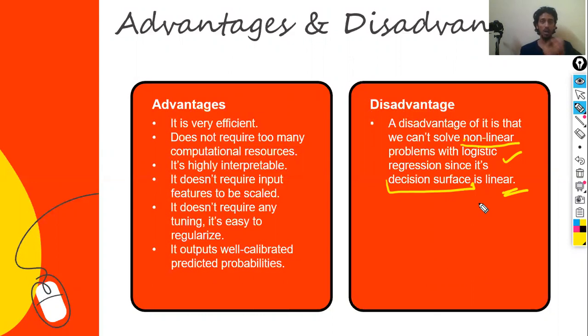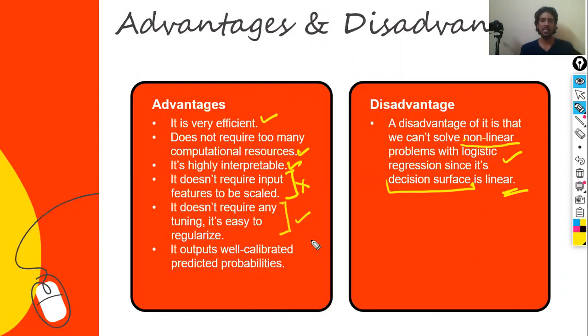But then there are a lot of advantages that you would definitely be interested to listen to. The first one is it's pretty efficient. It does not require many computational resources, and it is highly interpretable. Yes, you already saw a figure and you understood that. Also, it does not require input features to be scaled. This is something you can avoid because logistic regression is equipped to handle that. It does not require any tuning.